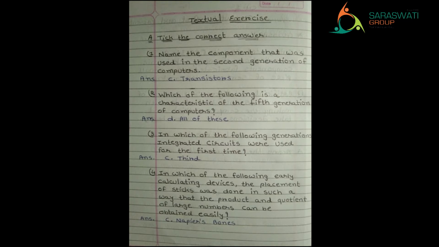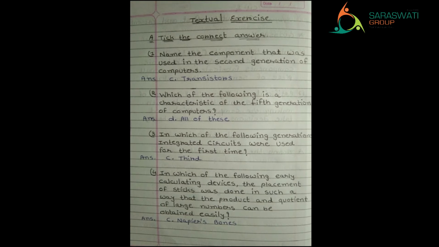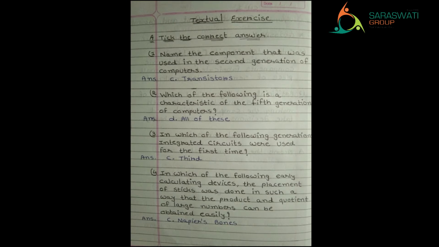Okay, now the third one. In which of the following generations were integrated circuits used for the first time? We know that there are 5 generations of computers. From those 5 generations, in which generation were ICs, or you can say integrated circuits, used for the first time? And the answer is C, third. It's very easy to identify, as we have also seen the PowerPoint slide presentation for the generations of computers.